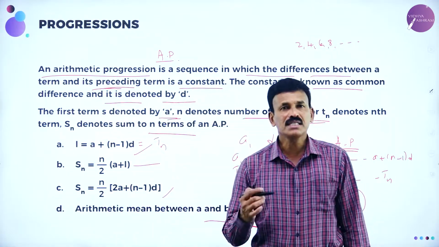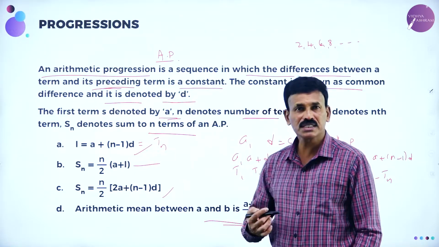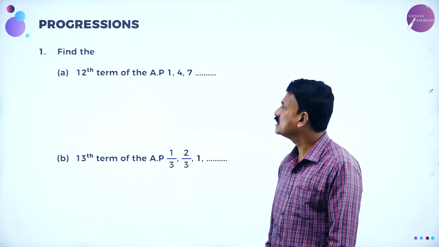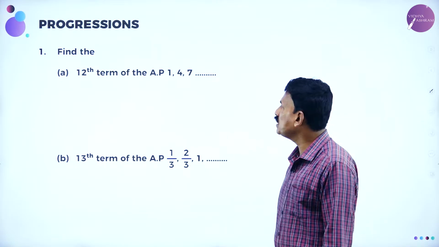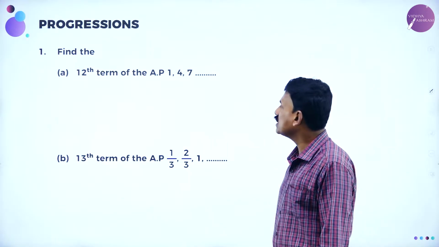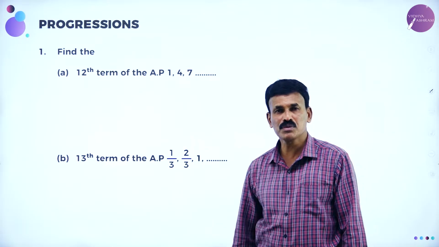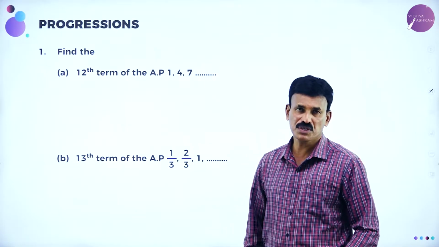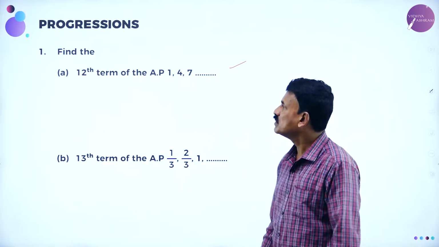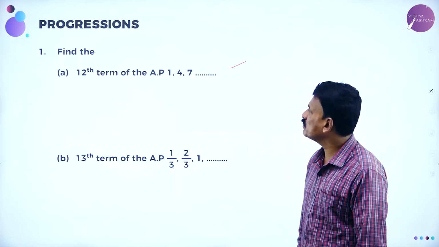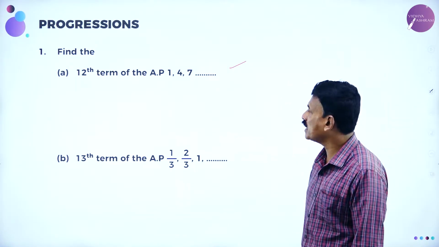Okay, now let us come to the first problem. I will go to the exercise problem. Find the 12th term of the AP 1, 4, 7, etc. These are all problems based on exercise number 5.1. Let us take the first problem. Find the 12th term of the arithmetic progression 1, 4 and 7.